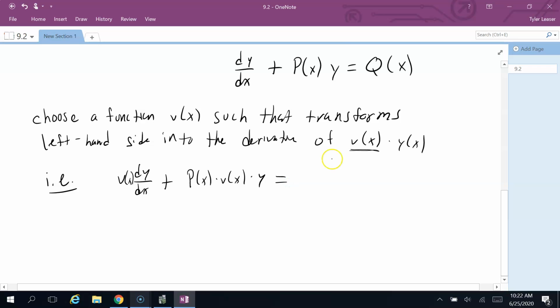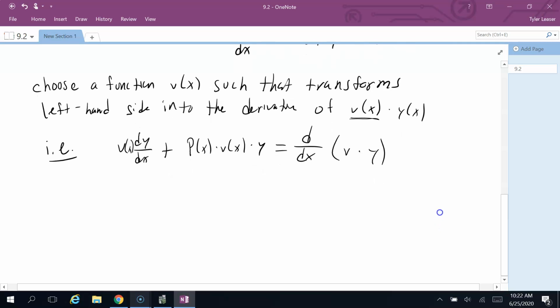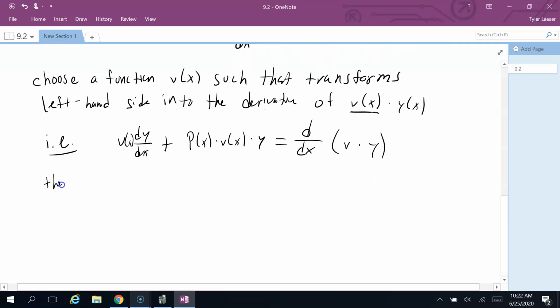What I'm claiming is that we're going to choose this v of x in a certain way so that this left-hand side will reduce down to be the derivative of v times y. You can kind of think of it like the product rule, right? It would be the first, v, times the derivative of the second, y prime here, plus the second, y, times the derivative of v, which is going to be this p of x times v of x. So therefore, we get the following, right?